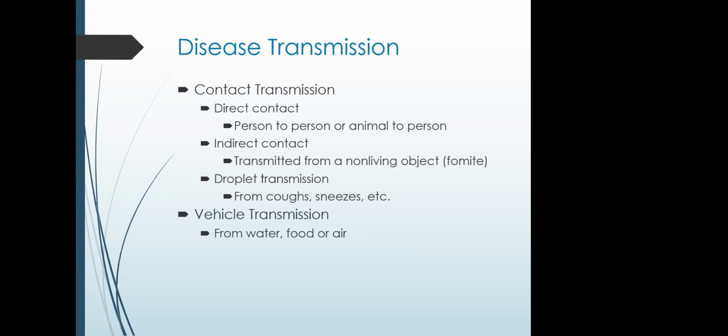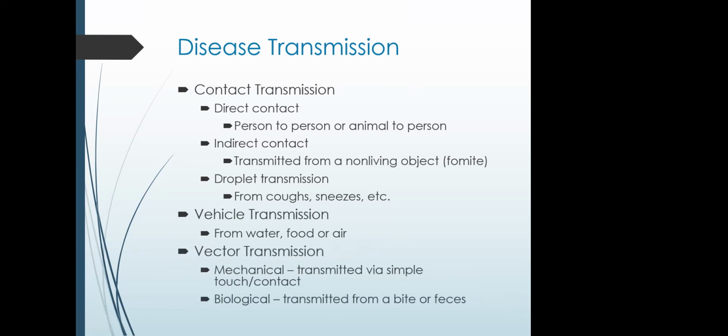Vehicle transmission is, again, through food, water, the air, the medium, the source. And then we have vector transmission. A vector would be something like a mosquito or a tick or a flea, some sort of insect that's going to bite you or transmit it through touching you. Of course, the big one, the one that kills the most people by far, is the mosquito. Mosquitoes kill more people each year than any other animal, and it's by a lot. Mosquitoes kill over 1 million people a year because of all the diseases that they spread.